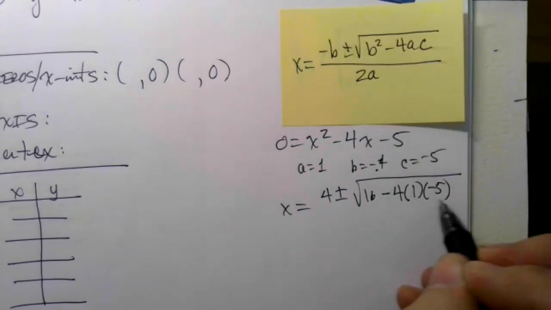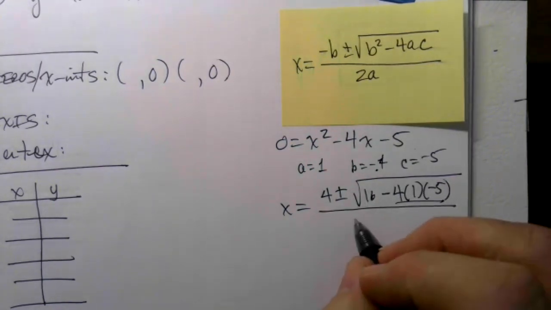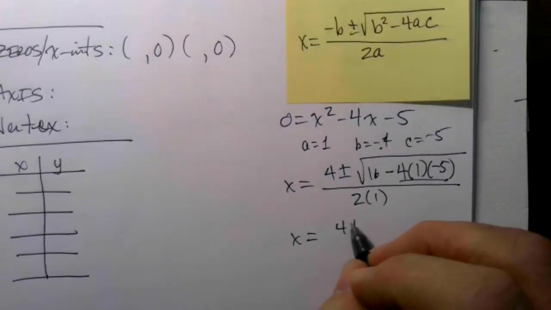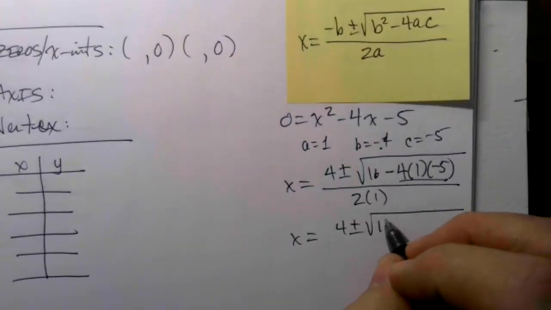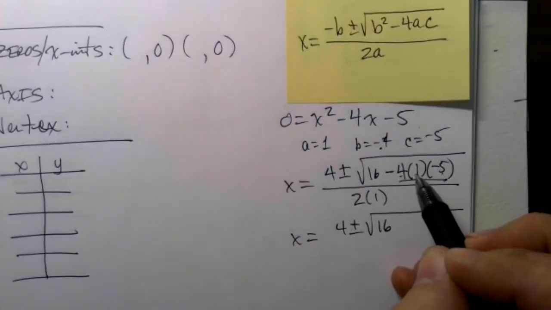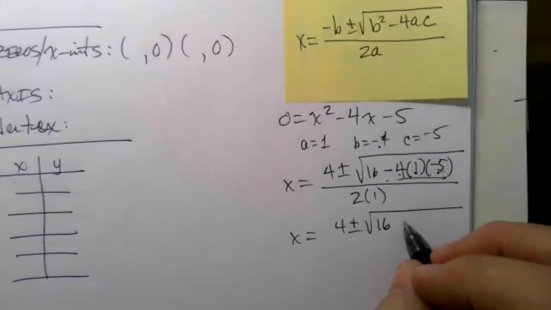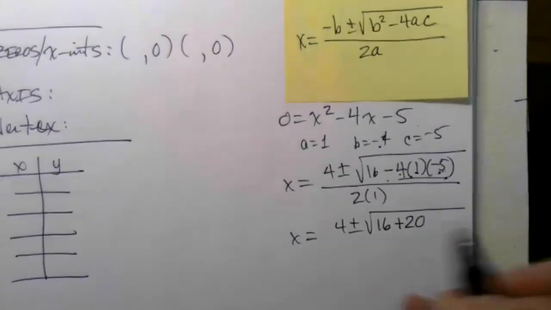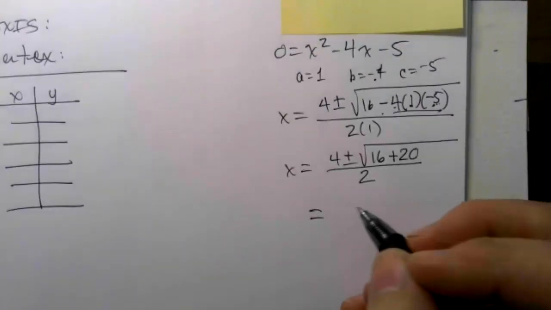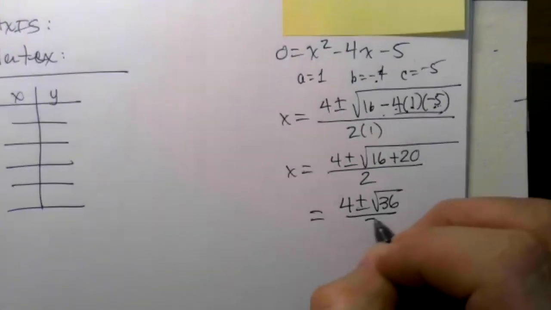Now, I'm always extra careful right here because it's so easy to make a sign error. So 2 times 1 on the bottom. Okay, so x equals 4 plus or minus the square root of 16. Now, see what happens here. We're going to have 4 times 1 times -5 is -20. Minus -20 is really plus 20. Be really careful with those signs. 4 plus or minus the square root of 36.